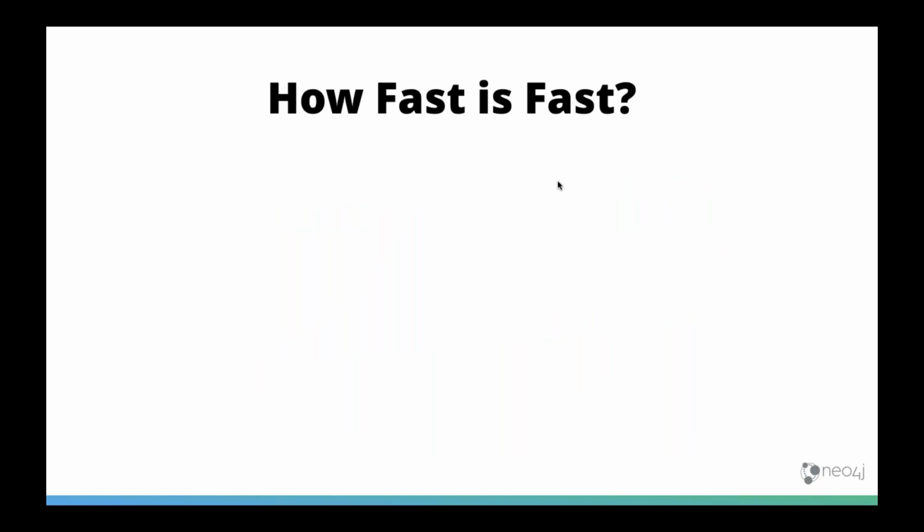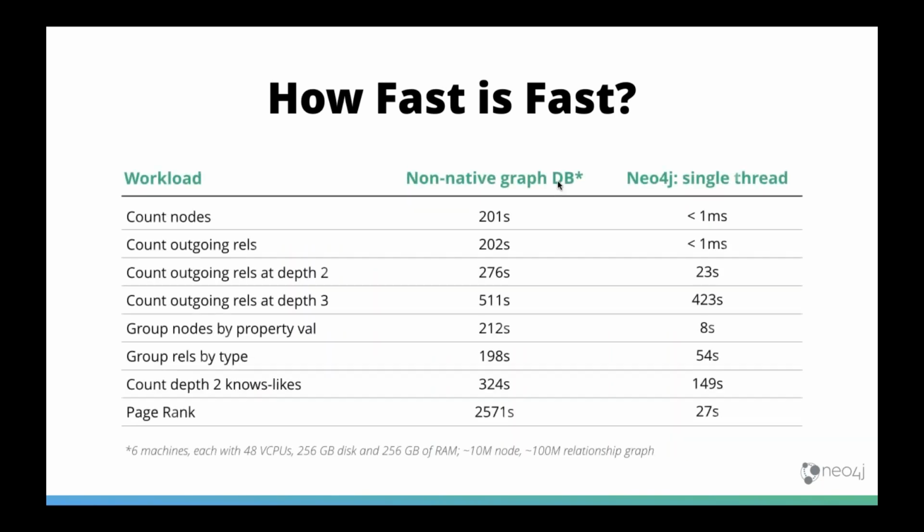Neo4j. And so if we think, okay, what does fast really mean? We've got some sample data. This is actually a small data set comparison just to illustrate the differences. But even if you're just counting the nodes, you're going from over 200 seconds in a non-native graph database, and then with Neo4j, we were under a millisecond. PageRank there at the bottom is really interesting for those that are doing analysis that need to understand the importance of significant nodes in a network, which is what PageRank helps do.